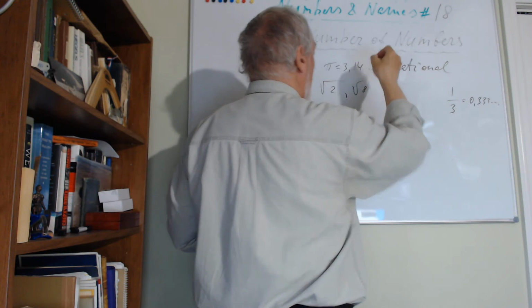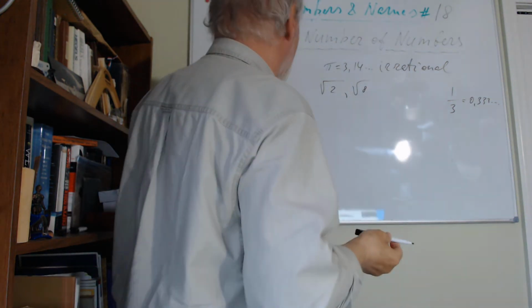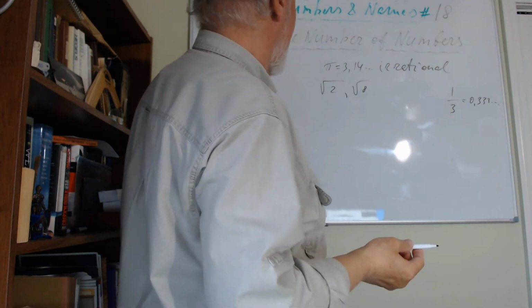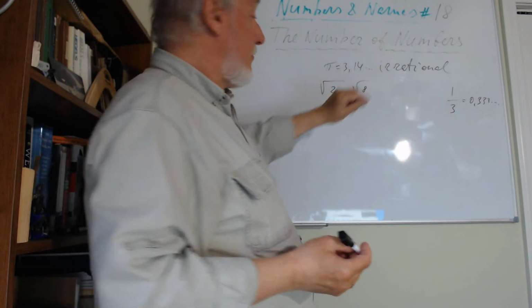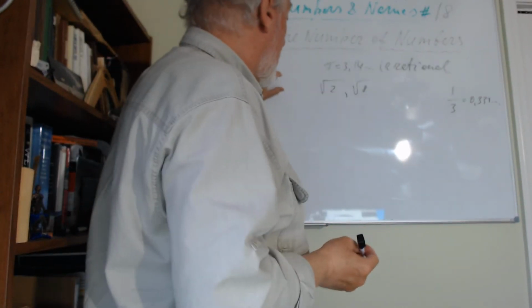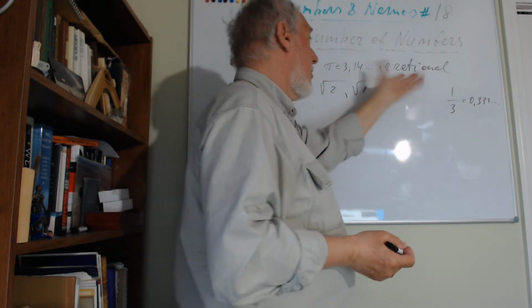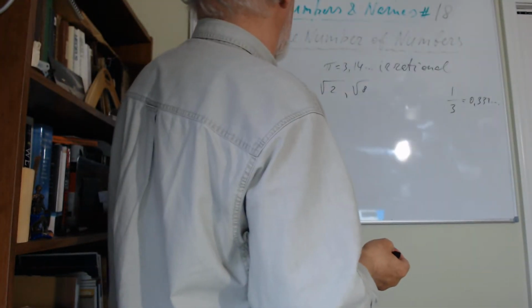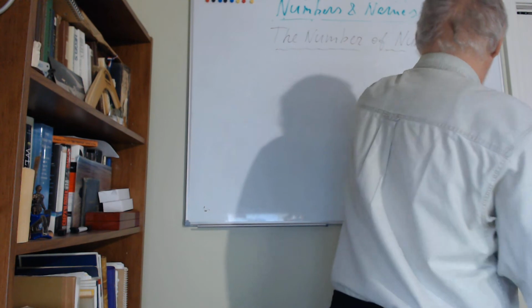3, 1, 4, and something. Lots of numbers of this. So it goes infinitely. So what can we say about these irrational numbers? It is proved that they are not rational, but can we try to count them? So how are they counted?